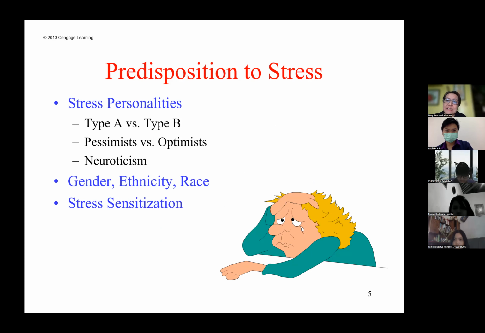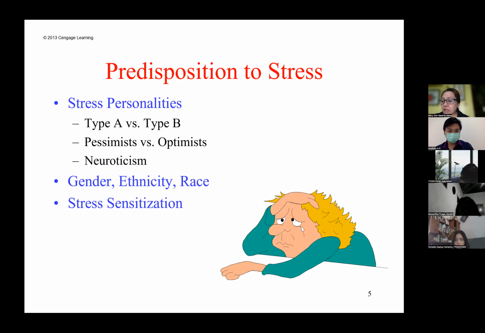Now, take note that stress will not only be caused by environmental stressors. There are certain people who are more prone to stress as compared to others. Anita, for example, will experience more stress than Ben because Anita has certain characteristics or personalities which Ben does not have. Now, what are these personalities and characteristics? There are the so-called stress personalities. We compare type A versus type B personality. We also compare pessimist versus optimist and neuroticism.